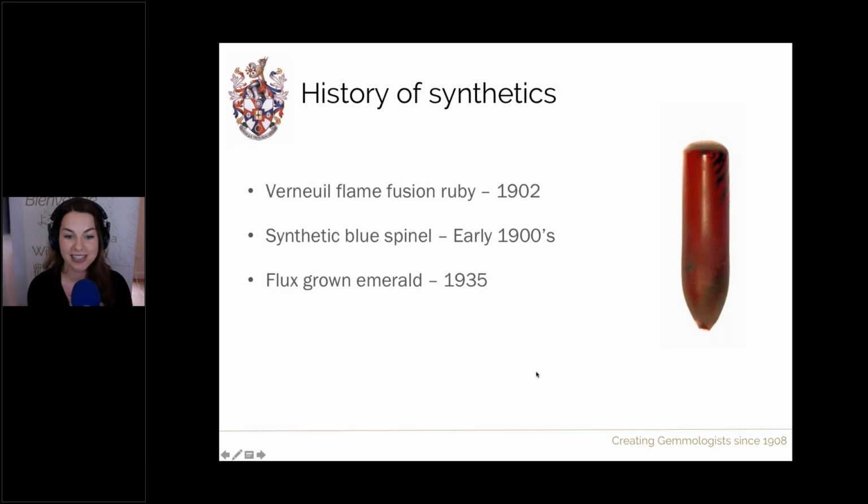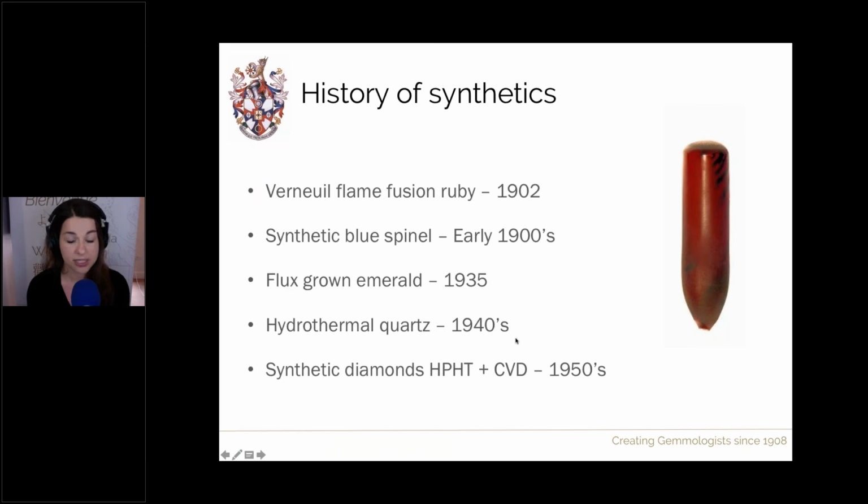So that's when emeralds started to be synthesized. Then hydrothermal quartz came into the market just after the Second World War in the 1940s. The reason for this is because there was a huge demand for this material post World War II. Otherwise, they'd been tinkering with this method since the 1890s. For the same reason, for the importance of the material diamond, there was also a race to synthesize diamond after the Second World War as well.